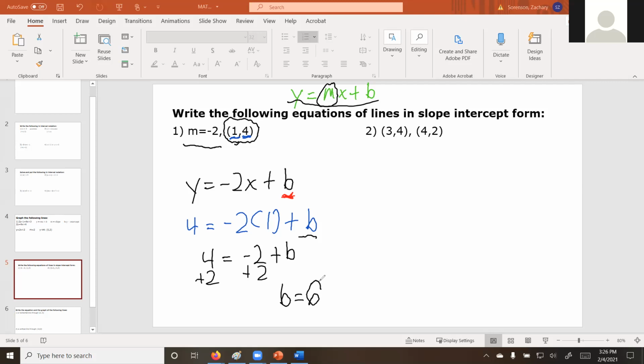Now I have found my b, I have found my m, but the question wants an equation. So to complete my question, I write y is equal to, well, my slope's still the same, -2x, and my b is 6, so plus 6. Everyone tracking with that?